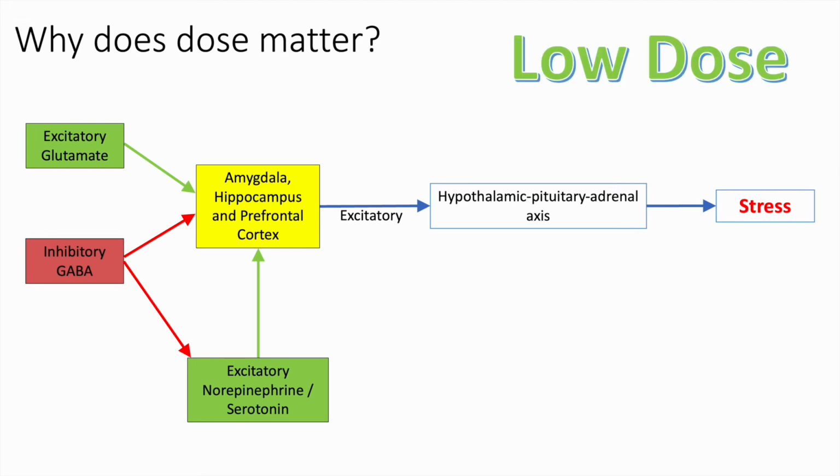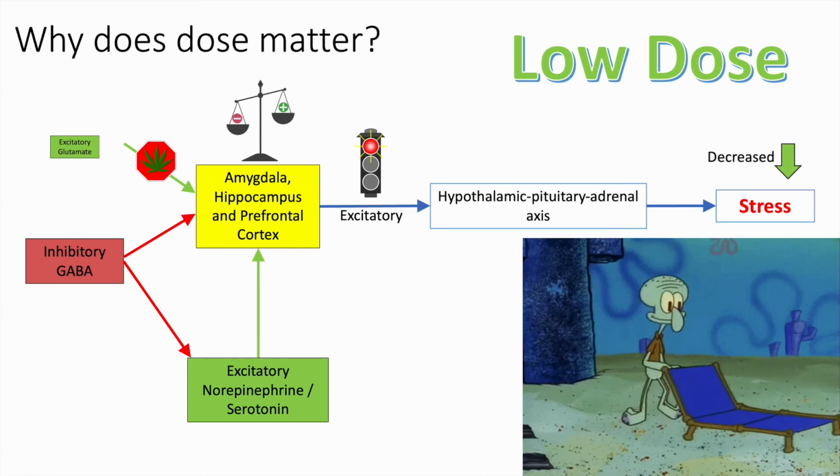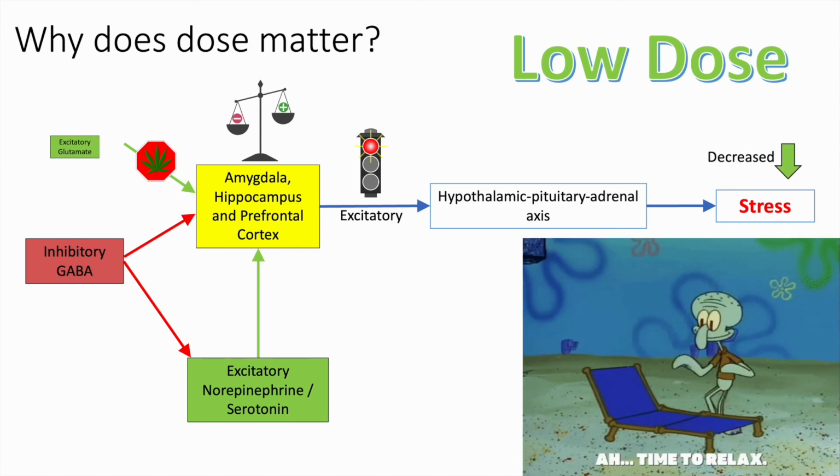For some reason, low doses of THC primarily inhibit glutamate inputs to the amygdala, hippocampus, and prefrontal cortex. This results in a reduction of excitatory inputs, and the balance of activity shifts in these brain areas towards inhibition. This inhibition prevents initiation of the hypothalamic pituitary adrenal axis and thereby reduces stress.